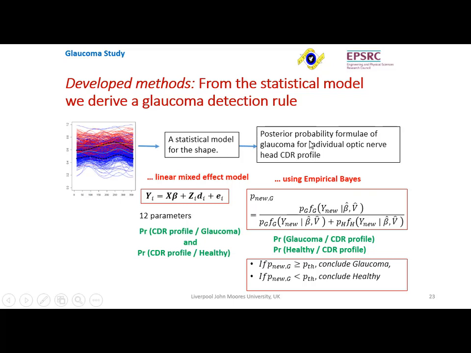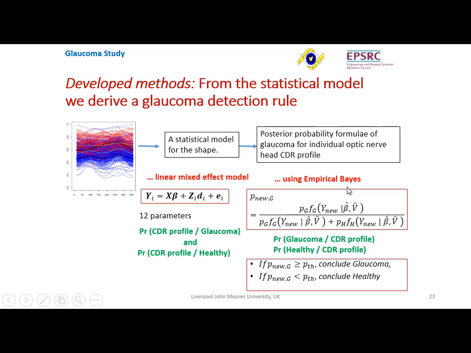But you clinicians need to know something different. You want to know the other way around. You want to know the probability of glaucoma given that I see a particular profile, okay? So that's what you need. So I actually need to reverse it. And we reversed it by using Bayesian principles, okay?